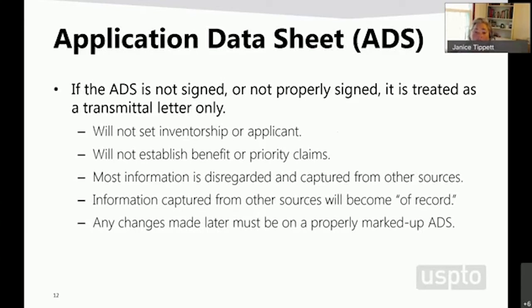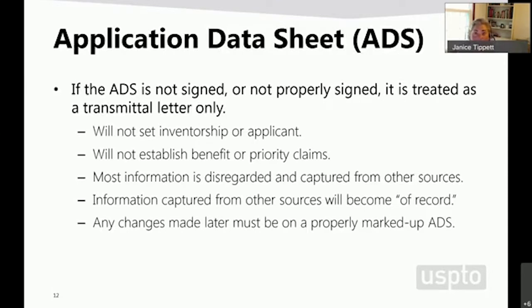All right. An unsigned ADS or an improperly signed ADS is only treated as a transmittal letter. So it's really low on the list of application information documents. It does not set inventorship for the applicant. It will not establish the benefit or priority claims. Most information will not be captured from that unsigned or improperly signed ADS, and it will be captured from other sources, which may or may not be as accurate as the applicant would like them to be.